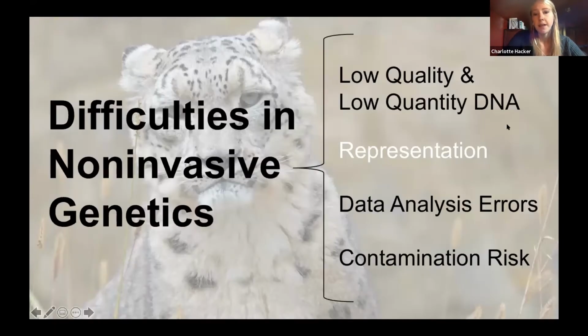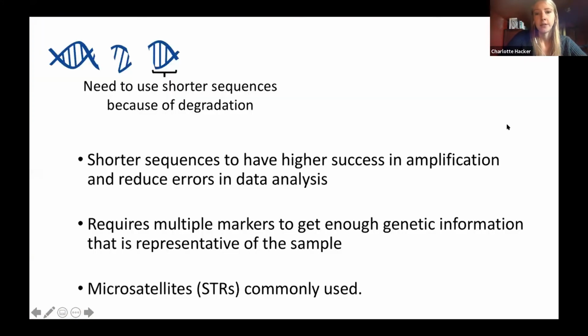And then that'll feed into representation. And I'll just briefly touch on this. In general, because our DNA is degraded, we're going to have to use shorter sequences. So we're not going to be able to look at a big long gene segment, because that's likely not going to amplify with PCR, since we won't have that nice intact stretch of DNA. So the shorter the sequences, the better the likelihood of that sequence actually amplifying and us being able to work with it later and actually get decent data out of it.